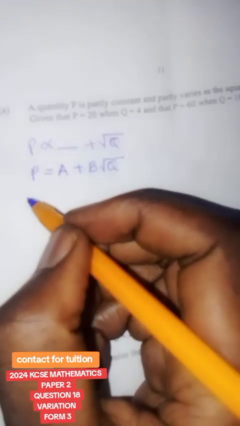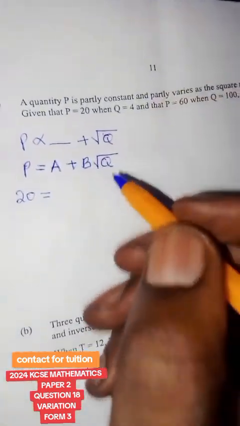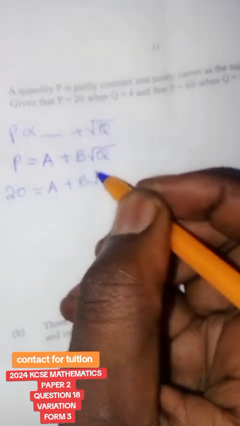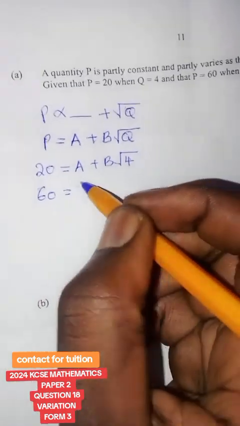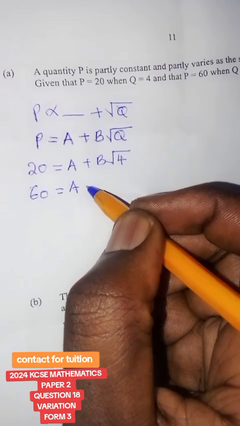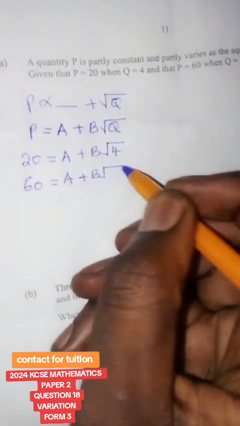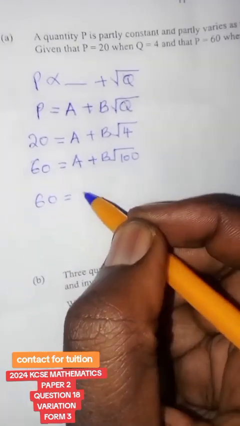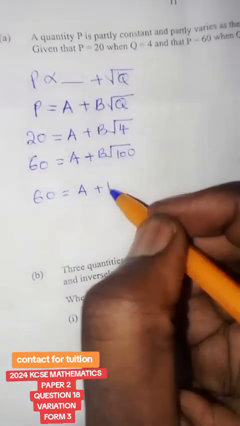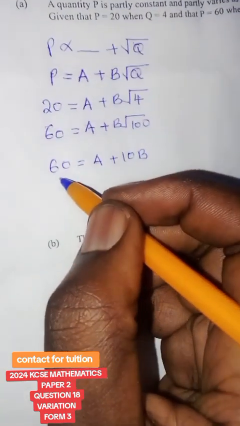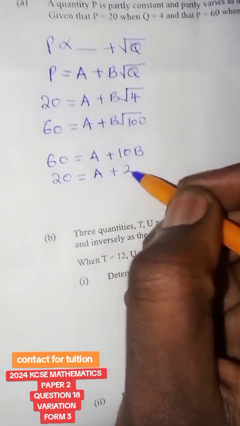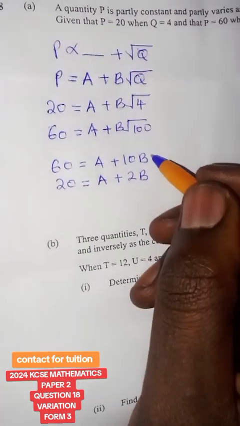You're told that when P is 20, Q is 4. So we have 20 is equal to A plus B times the square root of 4. Then P is 60 when Q is 100, so B times the square root of 100. If I write that equation, 60 is equal to A plus 10B. On top we have 20 is equal to A plus 2B, because the square root of 4 is 2.